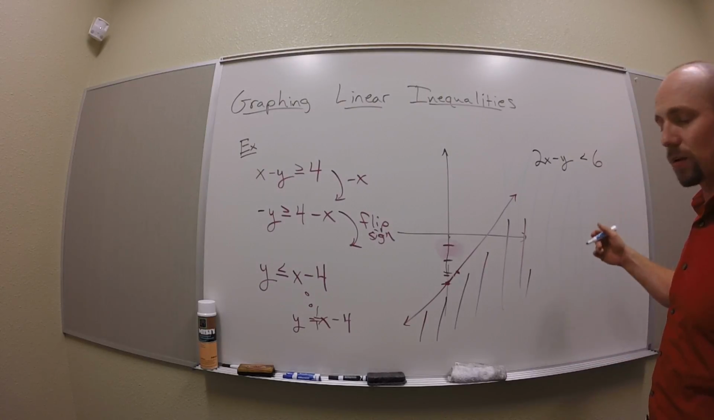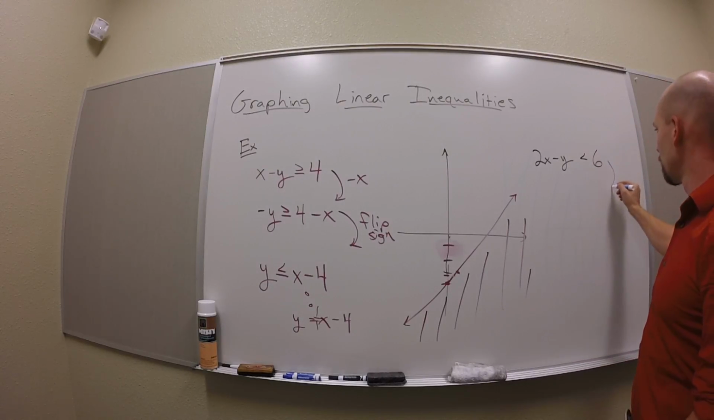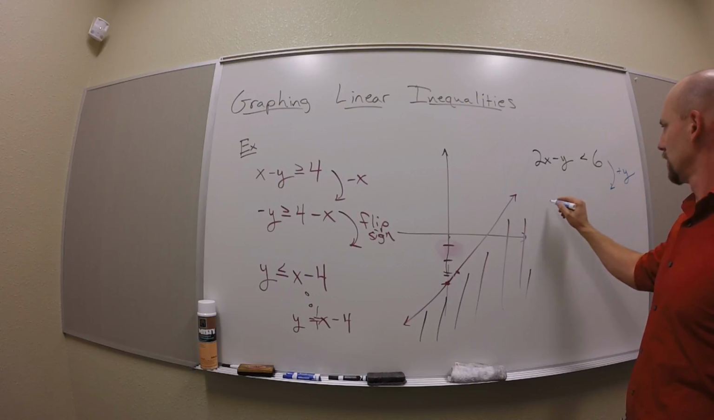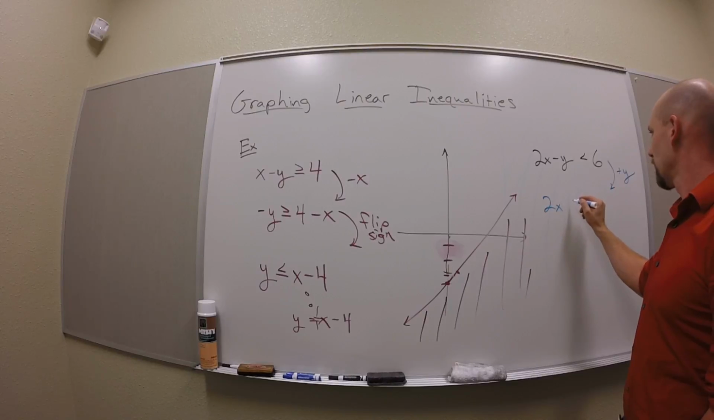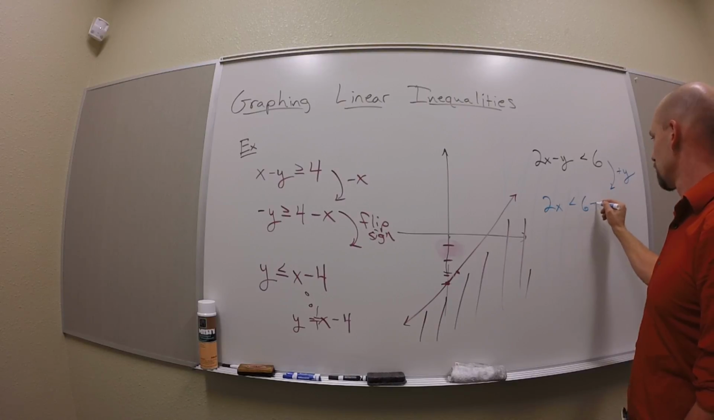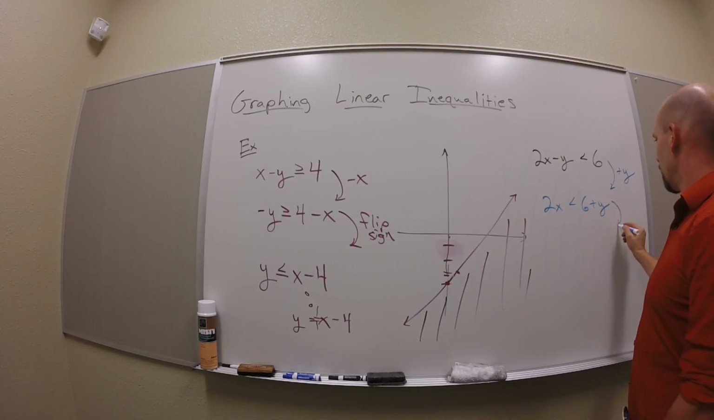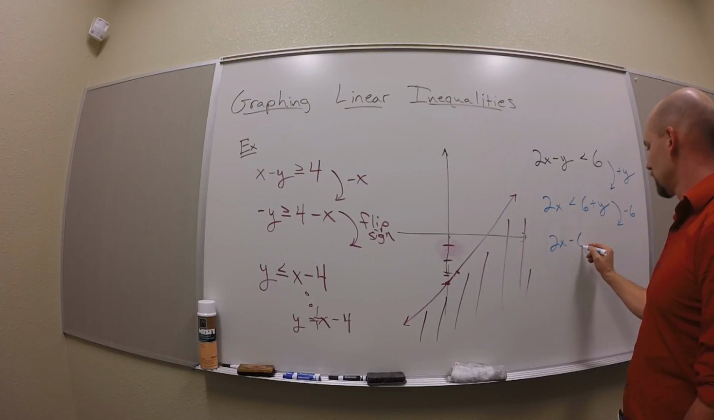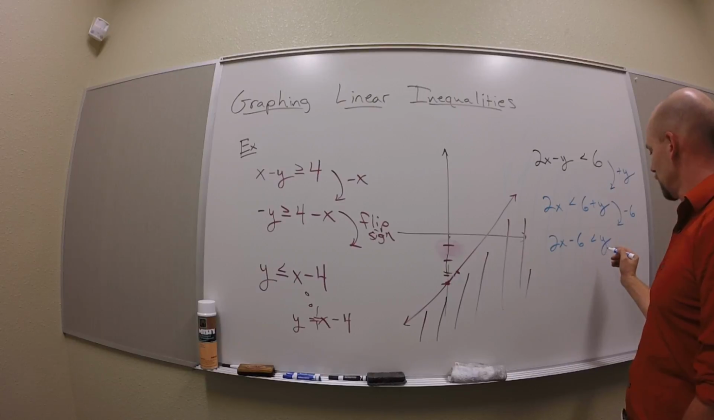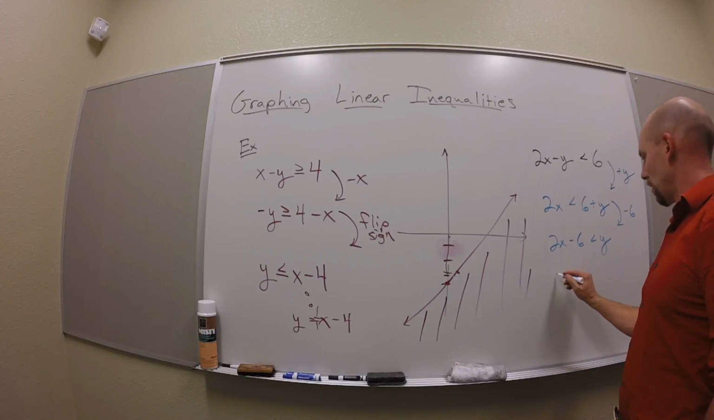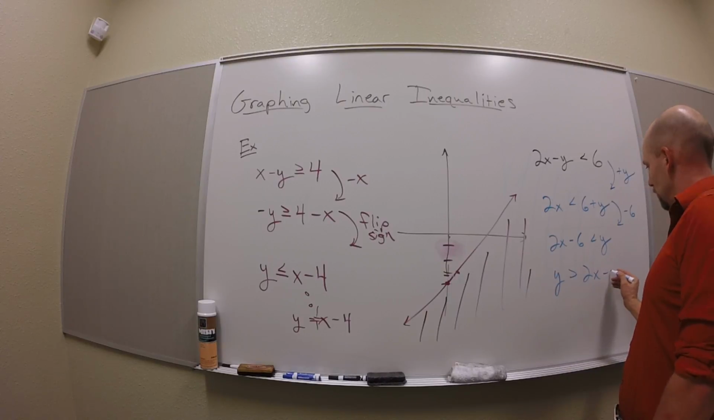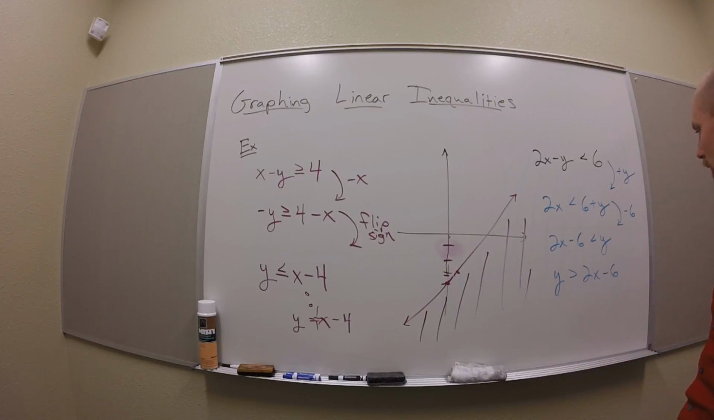Now I think I want to do the other one. So when you did the other one, I think probably you did, let's add y to both sides. So we got 2x is smaller than 6 plus y. And then maybe I subtract 6 from both sides. So I got 2x minus 6 is smaller than y. And then maybe I just rearrange my head here so it looks more like the line I'm used to. I got y is bigger than 2x minus 6.